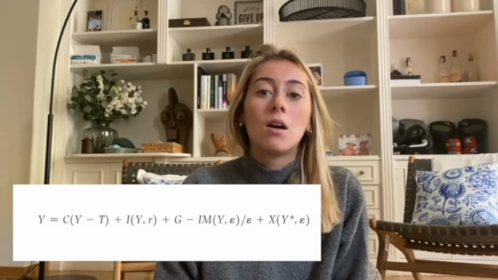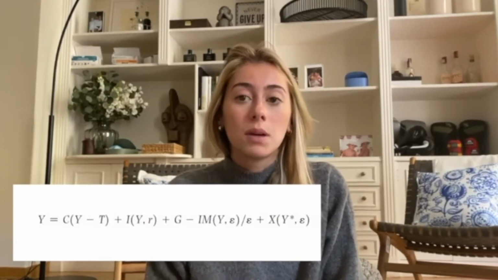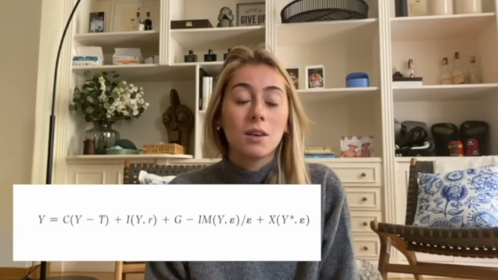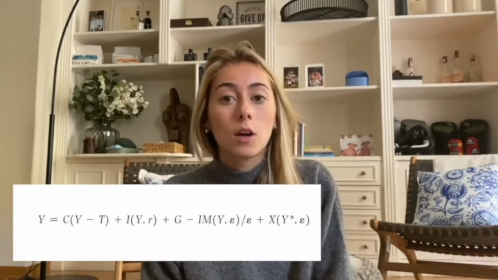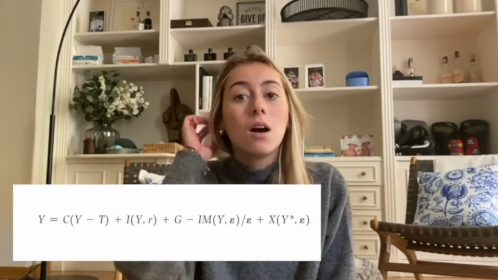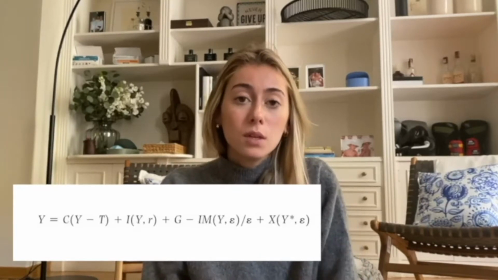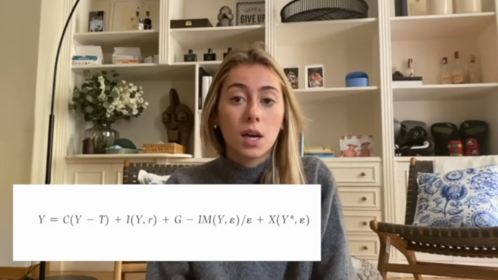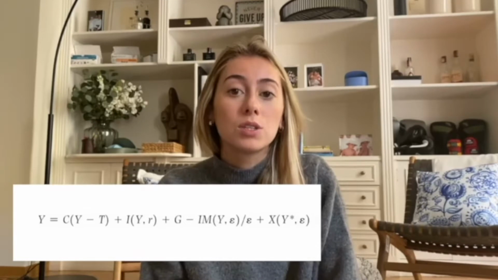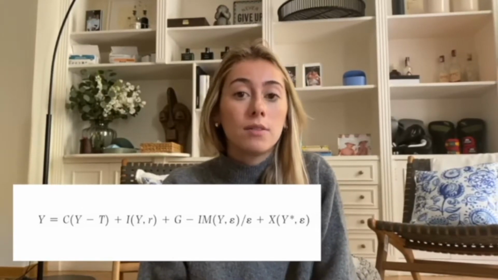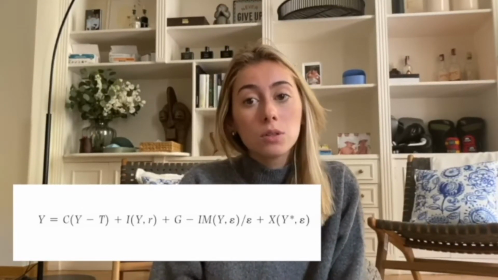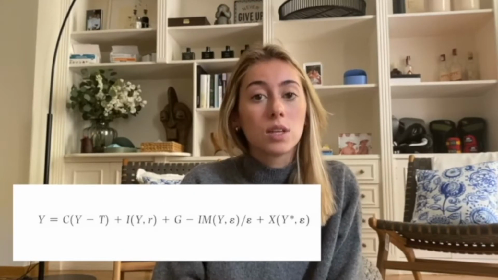Equilibrium will be reached when domestic output Y equals demand for domestic goods Z. Therefore, the equilibrium condition is given by this formula. The variables are consumption, which depends on output and taxes, investment, which also depends on output and the interest rate, plus government spending, which Spain is an example of a country that spends on administration above the EU average, minus net exports, which are subject to the real exchange rate.